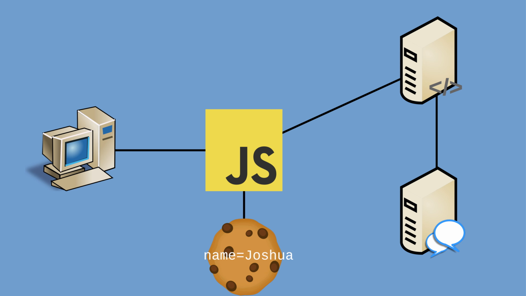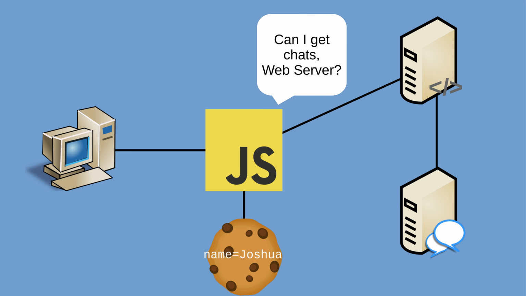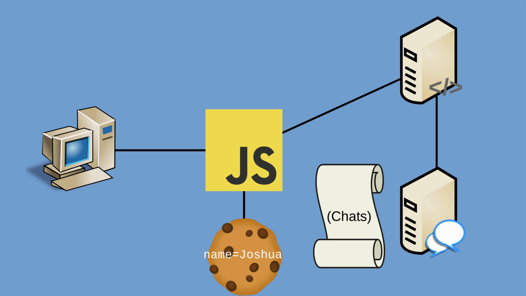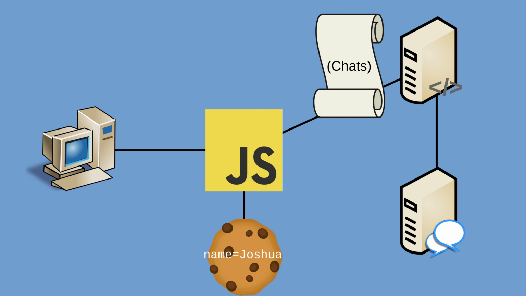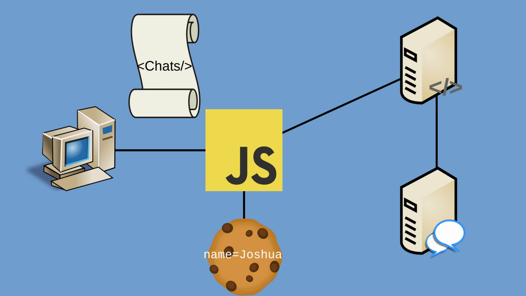Then every second, the JavaScript code automatically sends a GET request to the web server for new chats. The web server takes that request and then transforms it into a request that the chat server can understand, and then sends that to the chat server, which then sends the chats to the web server, which then turns the chats into an XML file, which then gets sent back to the client.